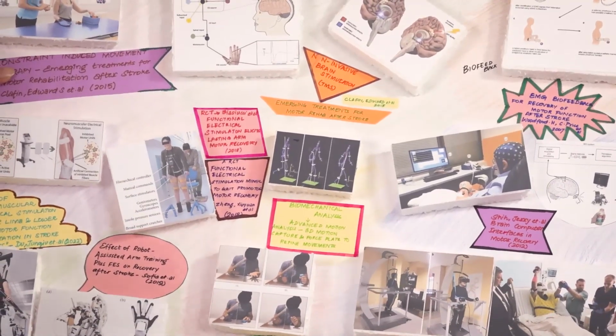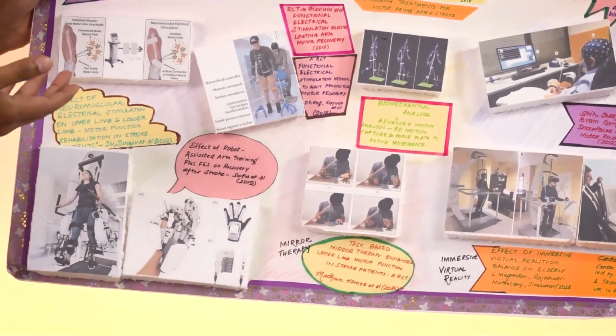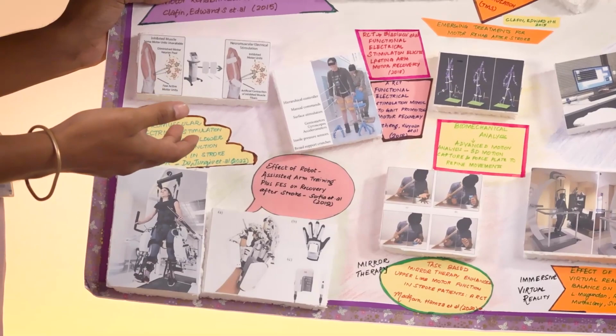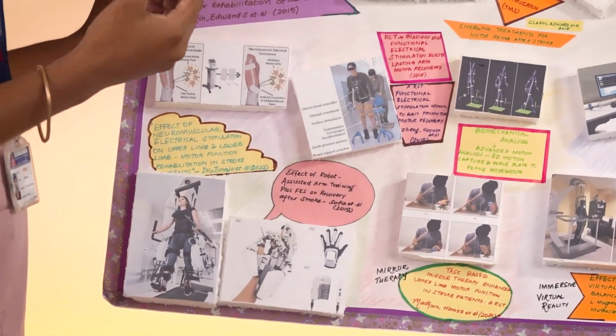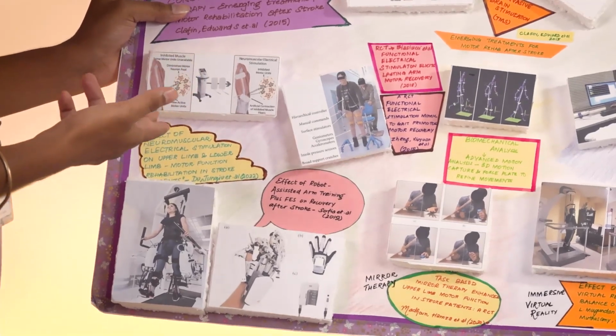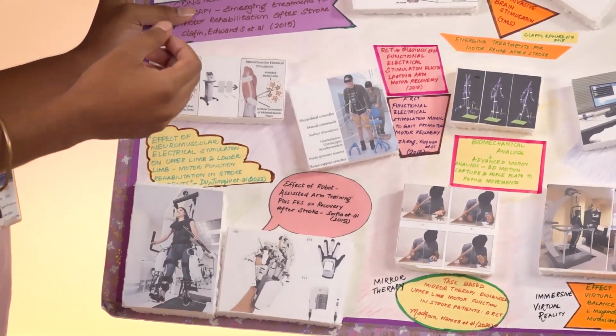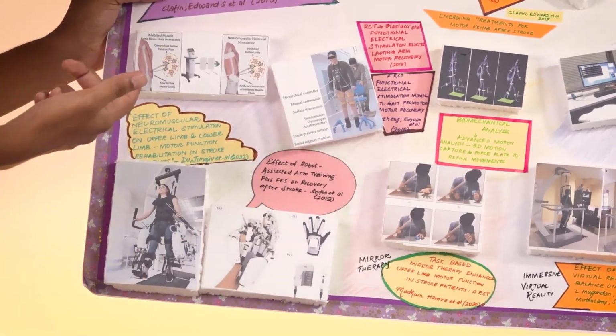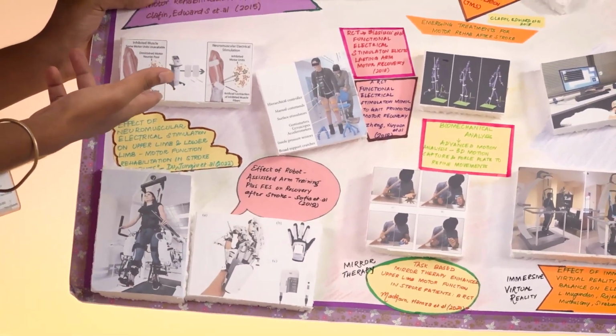Next is neuromuscular electrical stimulation. This stimulation is given in the initial stage of stroke patients, where motor units are inhibited. By giving neuromuscular electrical stimulation, it produces an artificial contraction of the inhibited muscle fibers. It is a static electrical stimulation.